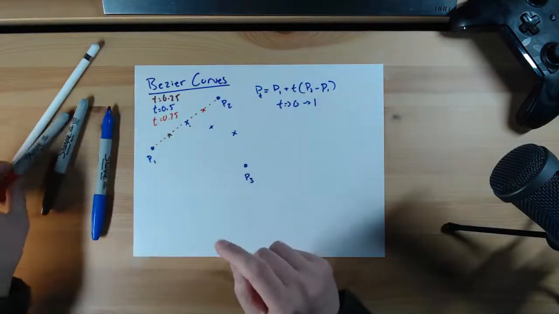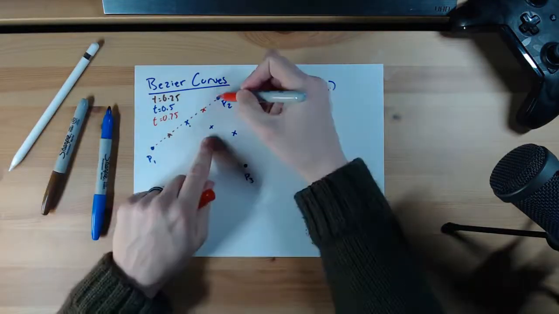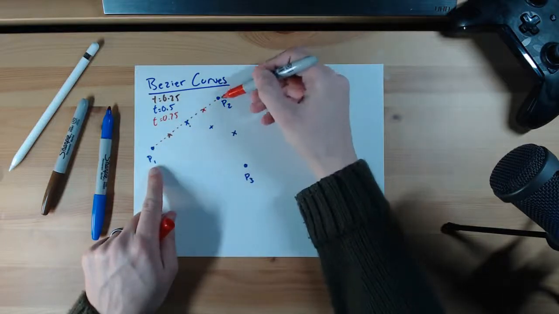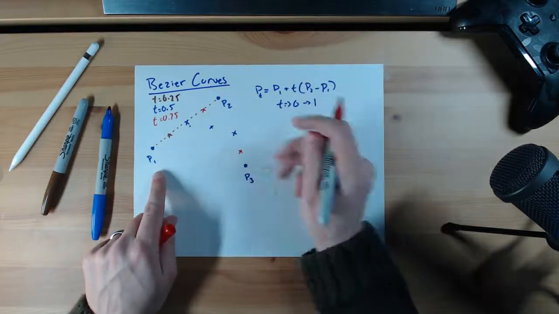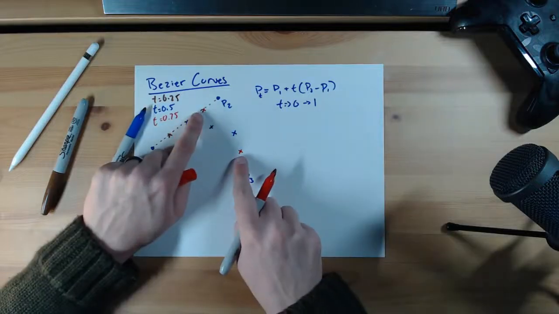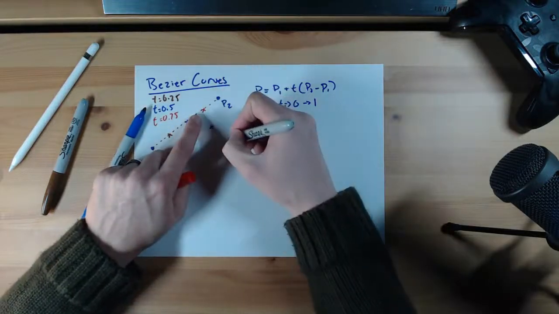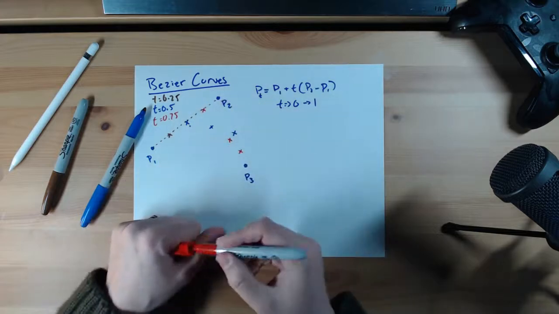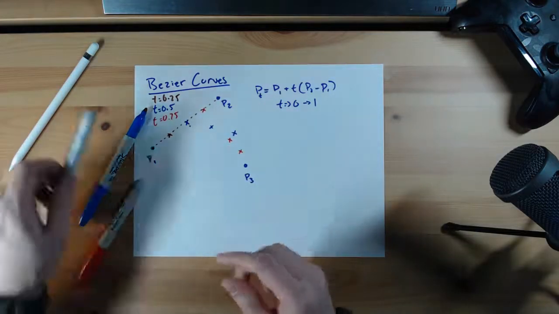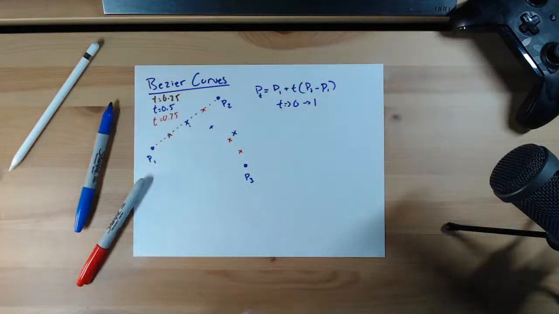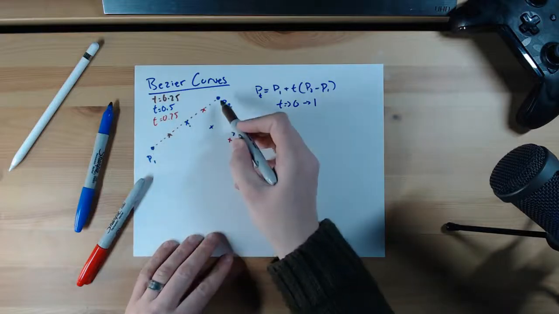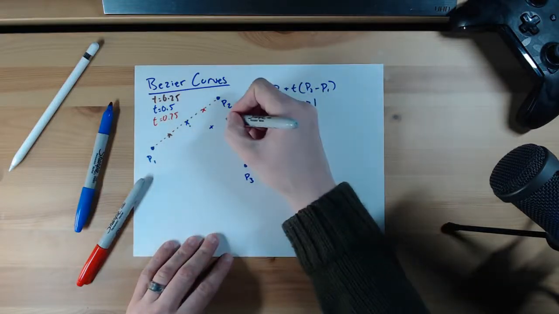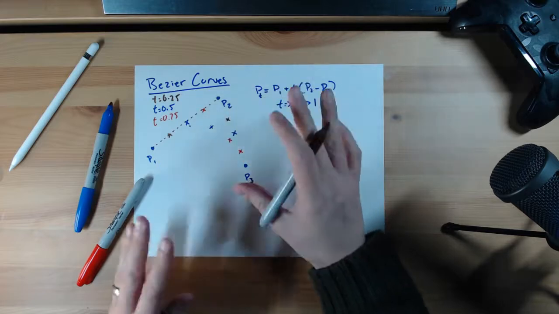Now let's look at t is equal to 0.75. At 0.75, between P1 and P2, we're about here. Between P2 and P3, we're about right here. And then we look at these two positions. At 0.75, we're about right here, right? 75% of the way between those two positions. If we look at t is equal to 0.25, 25% of the way there. Between P1 and P2, we're here at this position. Between P2 and P3, we're here at this position, approximately.